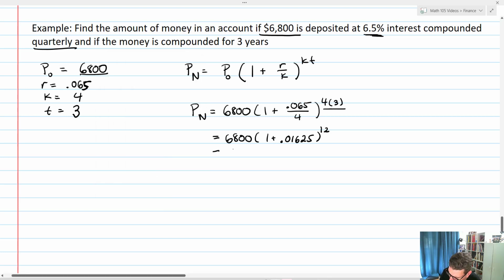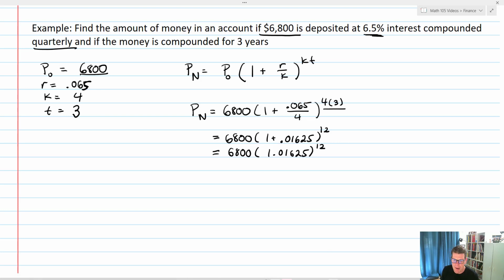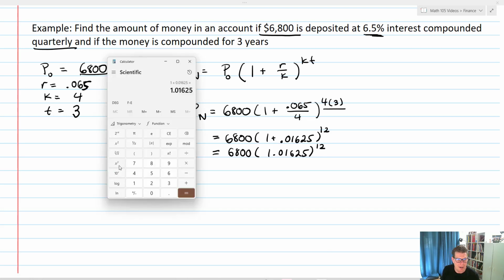So I'm going to get, this is equal to 6,800 times 1.01625 to the 12th power. The next thing I'm going to do is take this number to the 12th power. So I'm going to take that, and I'm going to use this x to the y button. You'll see that it's also on your calculator. And I'm going to take it to the 12th power. So caret, we say, 12th power, and I'm going to get that number.